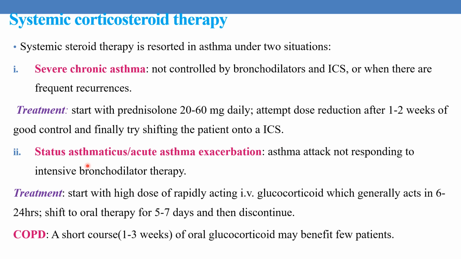The second case is status asthmaticus or acute asthma exacerbation, whenever the asthma attack does not respond to intensive bronchodilator therapy. In that case, start the treatment with a high dose of rapidly acting IV glucocorticoid, which generally acts in 6 to 24 hours, and shift to oral therapy for 5 to 7 days and then discontinue. And next is COPD. A short course of oral glucocorticoid may benefit few patients.